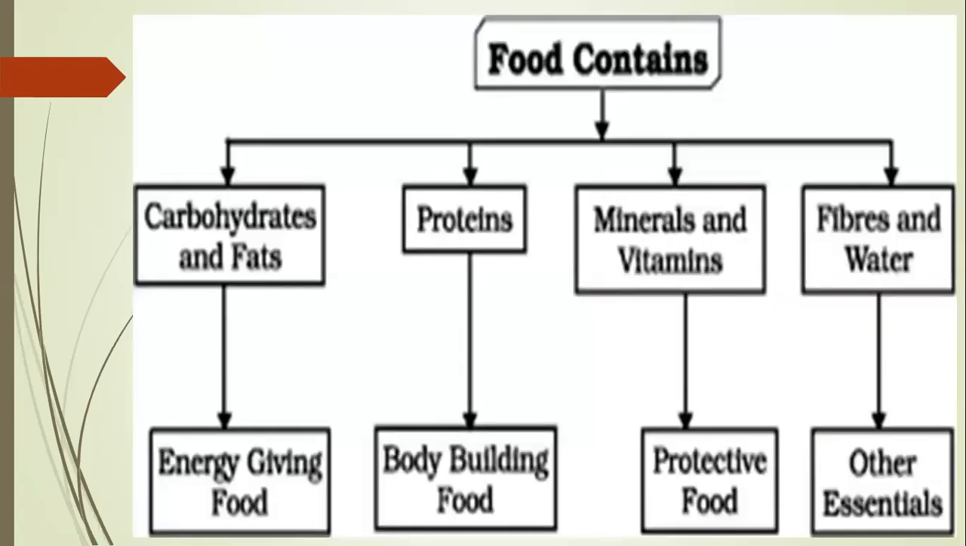So this is a chart which will show you the carbohydrates and fats. This is an energy giving food. Proteins are the bodybuilding food. Minerals and vitamins are the protective food. Fibers, that is roughage, and water are the essential foods required by your body. So you should keep your diet full of nutrients and also do physical exercise every day to keep your body fit and healthy.